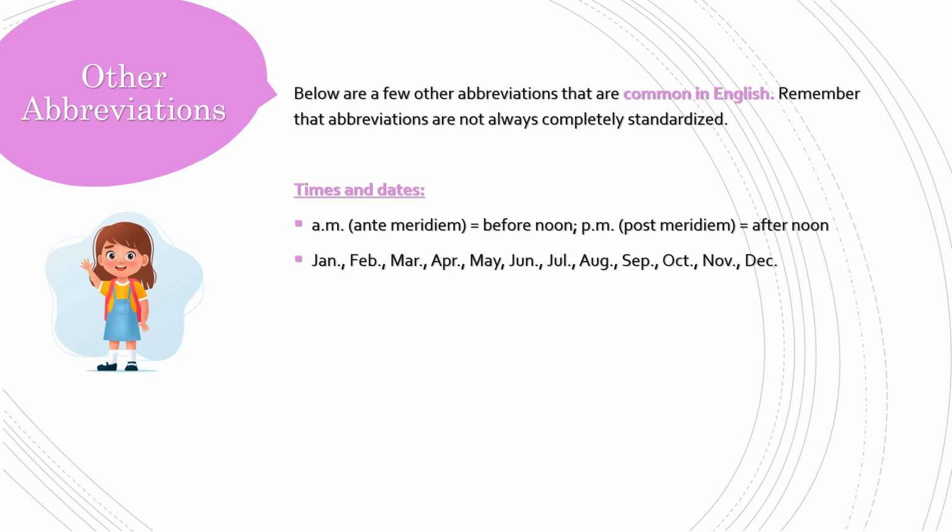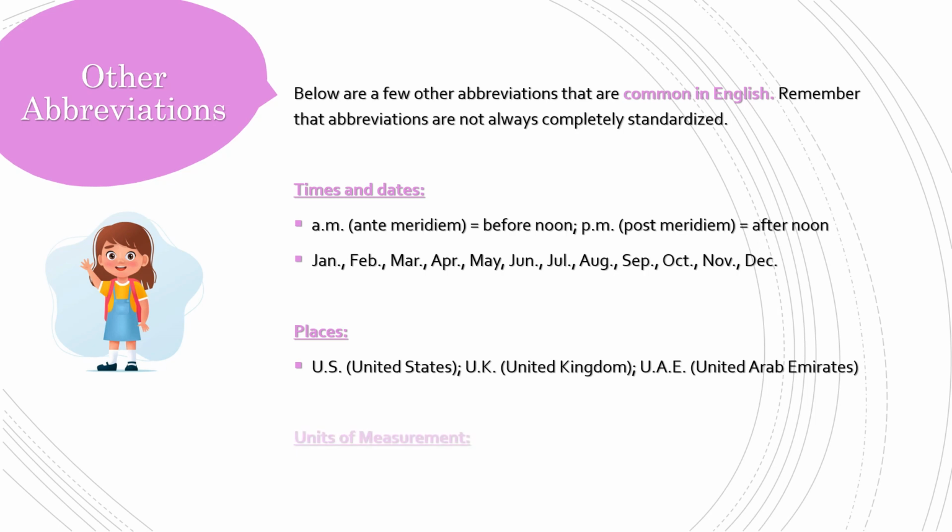January, February, March, April, May, June, July, August, September, October, November, December are abbreviations for the months of the year. Places. US, United States. UK, United Kingdom. UAE, United Arab Emirates. Units of measurement. Inches, feet, pounds, millimeters. Thank you.